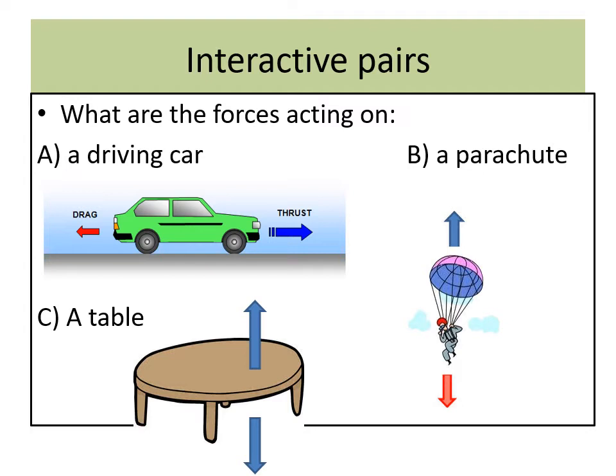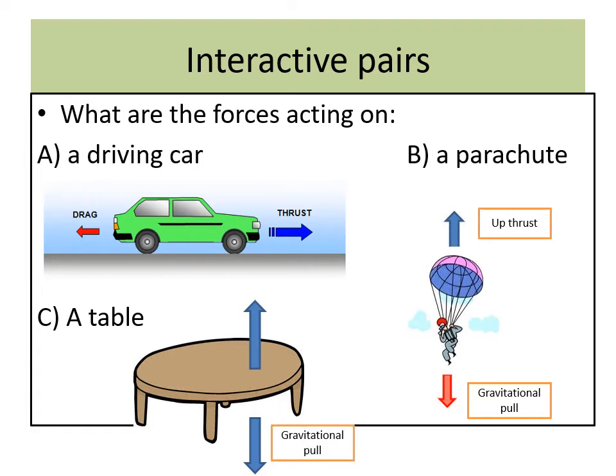In example B, a parachute, the gravitational pull is downward and the upthrust force is upward. You can call this air resistance as well. On a table, in example C, the downward force is gravitational pull and the upward force is the normal reaction force. Because the table is not moving, the gravitational pull is balanced by the normal reaction force.